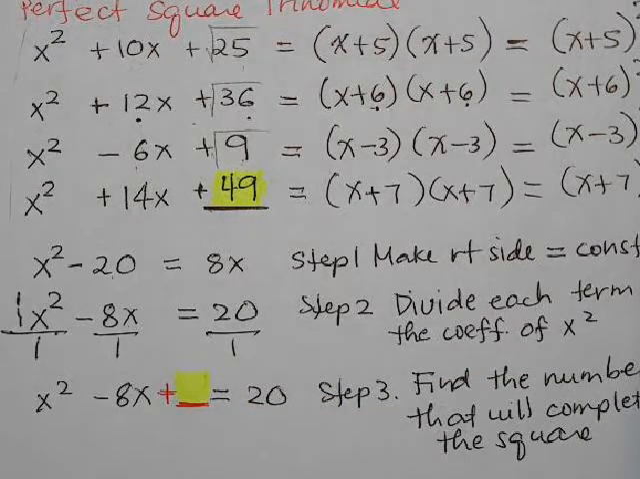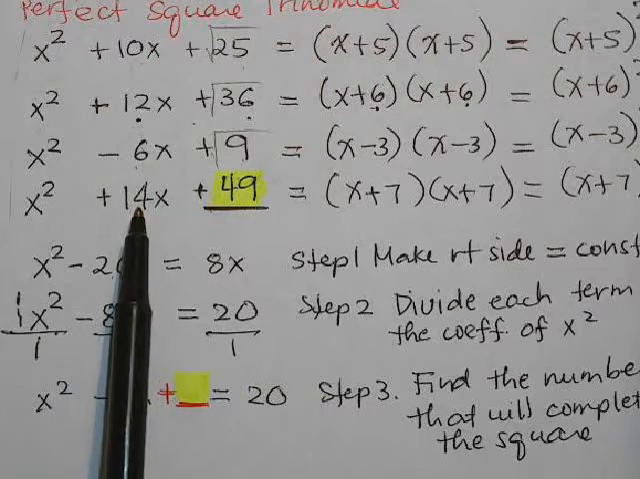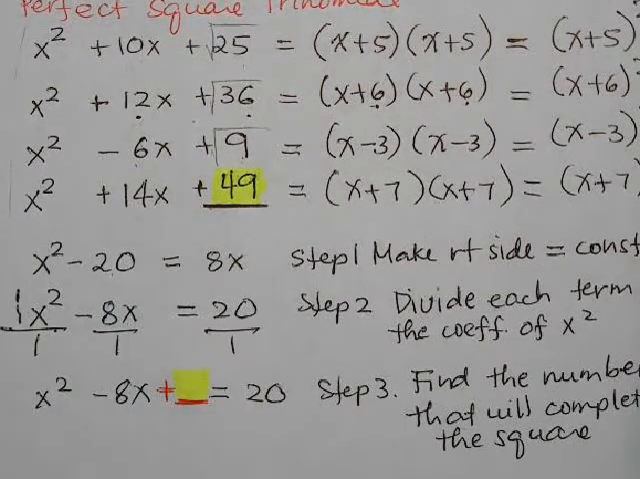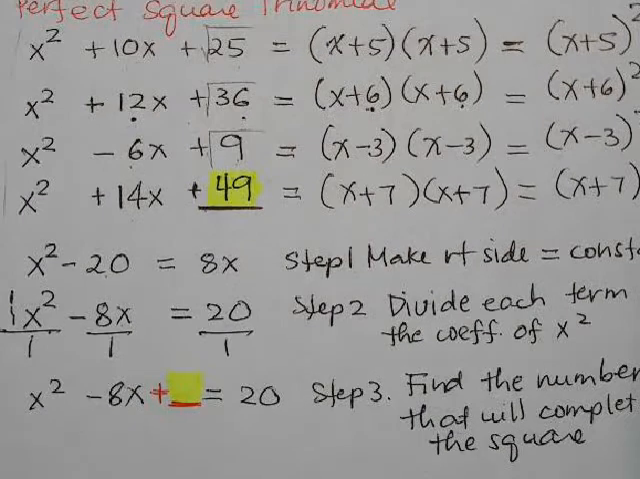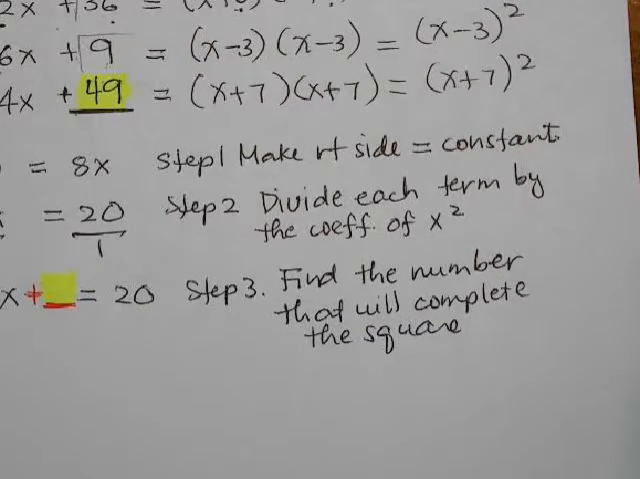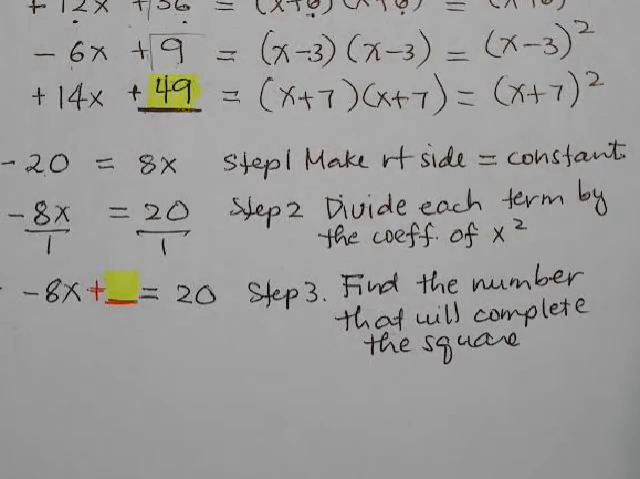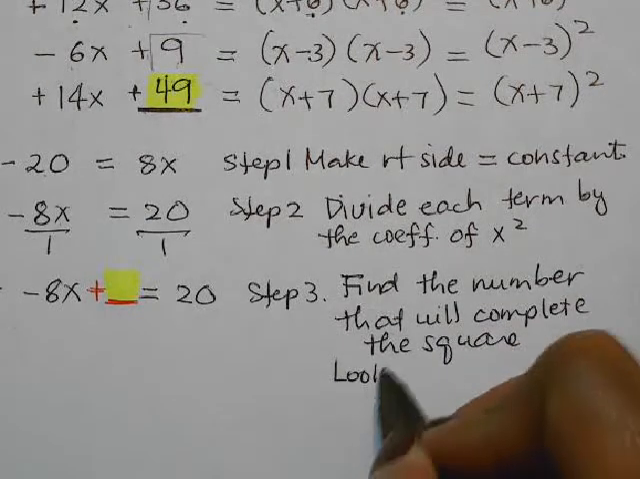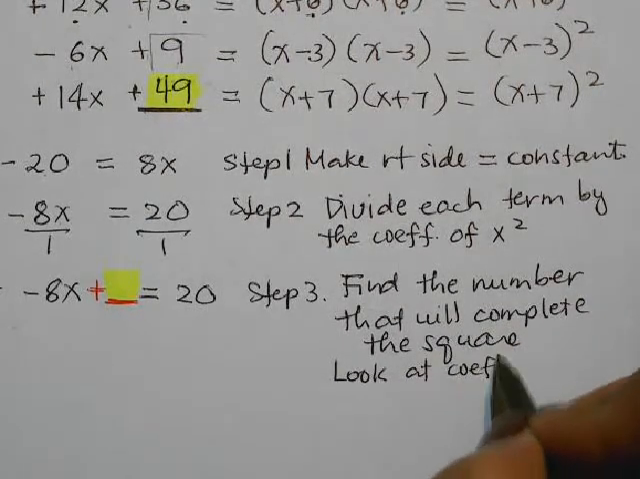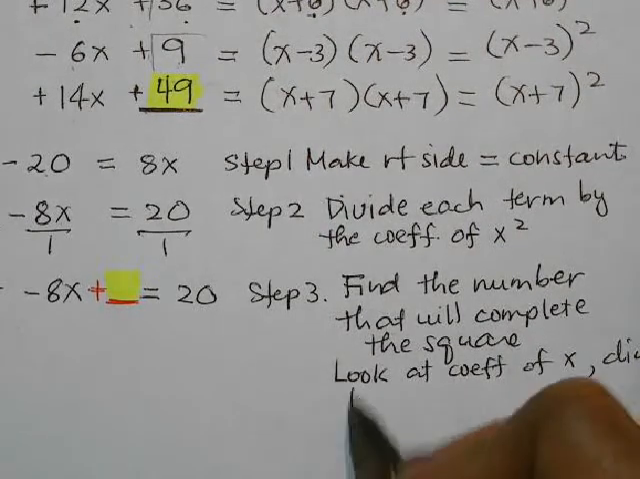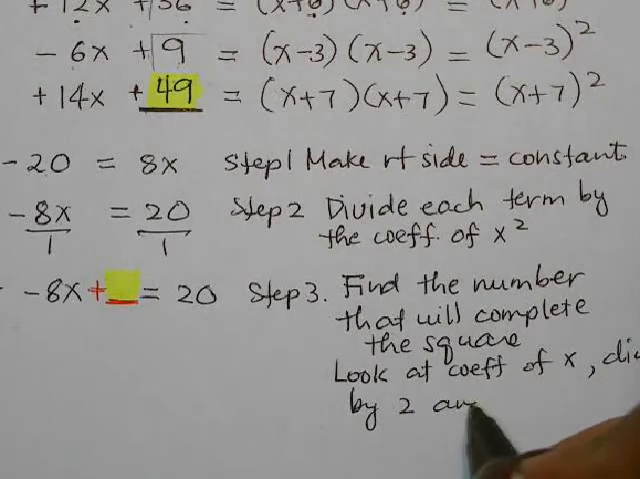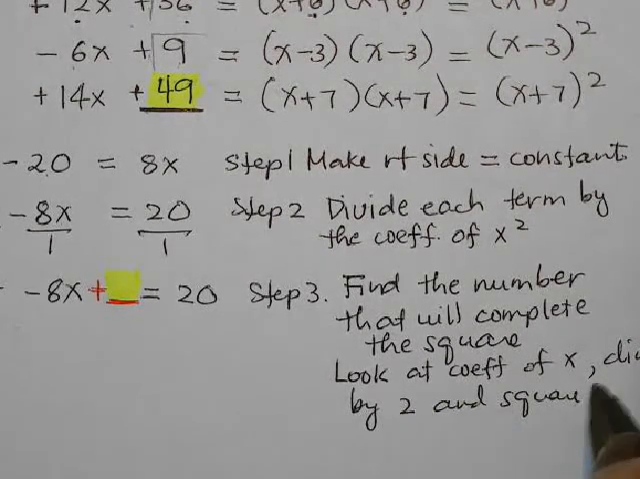So what did we do here? We get half of 14, which is 7, and we square it, 49. So that's how you find that number. You always divide the coefficient of x by 2, then you square it. Okay, this is where a lot of people make the mistake. So look at the coefficient of x, divide it by 2, and square the answer.